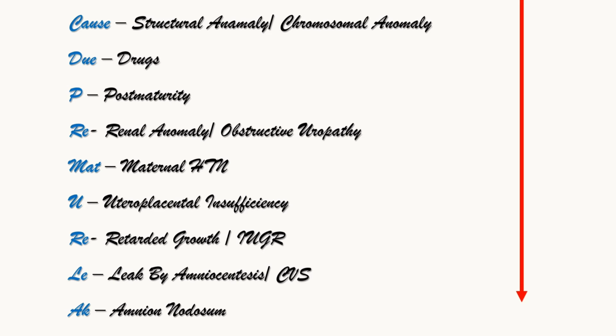So CAUSE, chromosomal anomaly or structural anomaly. DUE, drugs. Premature leak, here P is post maturity, RE is renal anomaly, hypertension, maternal hypertension. U, uteroplacental insufficiency. So please remember these conditions, they are causes of oligohydramnios.